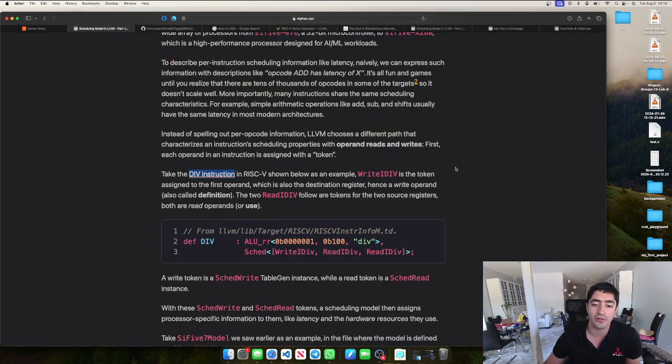In RISC-V, shown below as an example, WriteIDiv is the token assigned to the first operand, which is also the destination register, hence a write operand, also called a definition. The two ReadIDiv that follow are tokens for the two source registers, both read operands, or uses. Oh, this is what it was, okay. This was in this div thing, wasn't it?